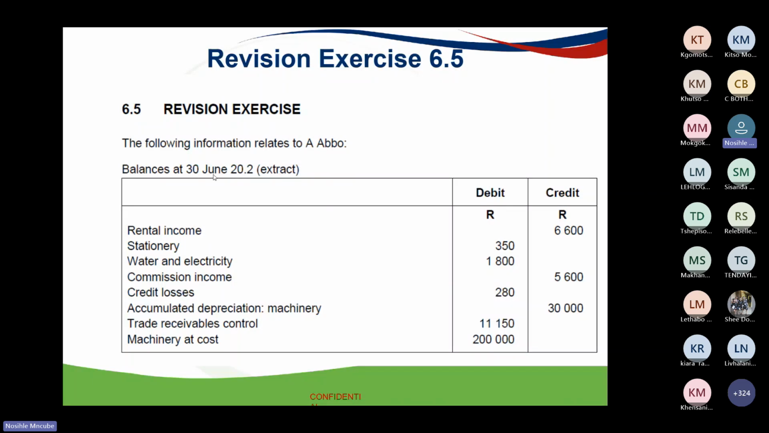The balance is at 30 June 2006. And then we have rental income. It doesn't form part of it. Stationery, water, commission don't form part of PPE. And then we have the accumulated depreciation for machinery. This is what we're looking for. Trade receivables control, no. And then we have machinery at cost. So for now we're identifying the 30,000 and also the machinery at cost, which is the 200,000. So we have the 200 and then the 30,000.